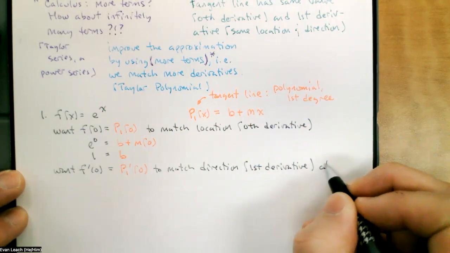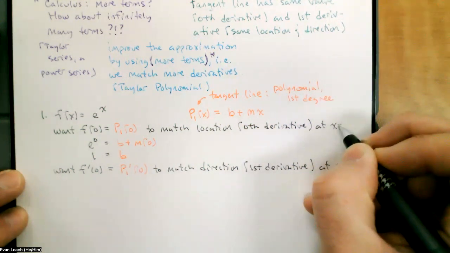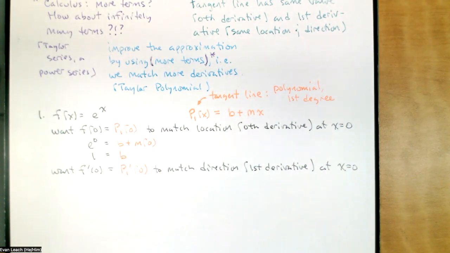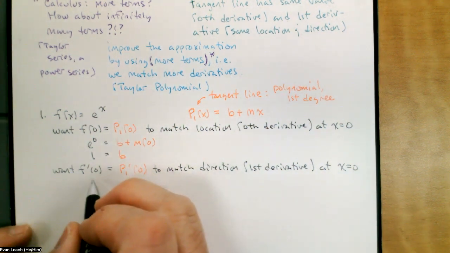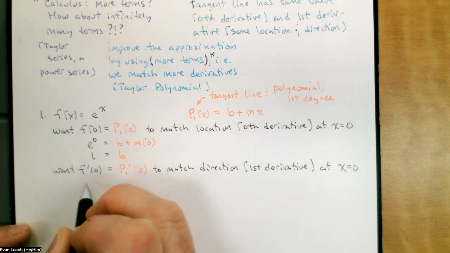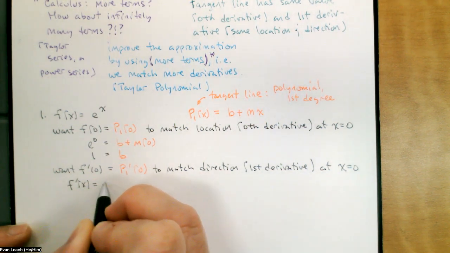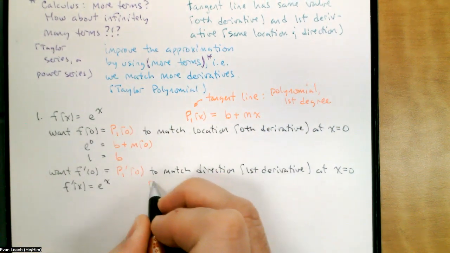Oh, this is all happening at x equals 0. This is the concept of the tangent line. Find a line that is going through the same point as the function and is going in the same direction as the function. f prime of x is e to the x and p1 prime of x is m.